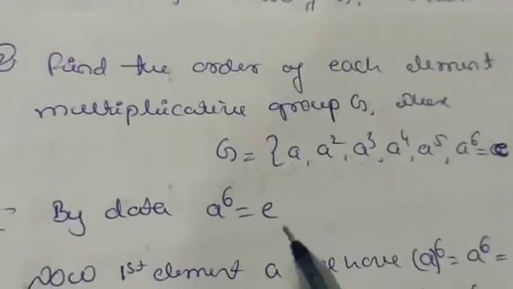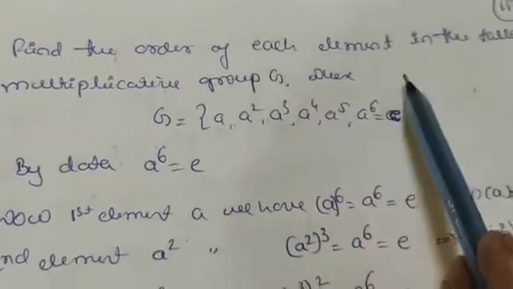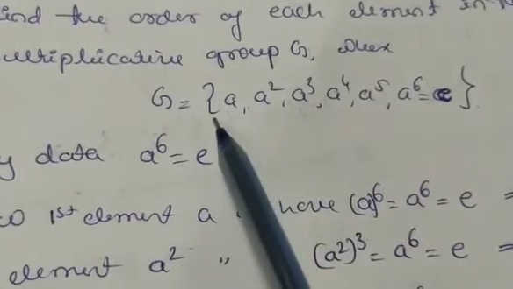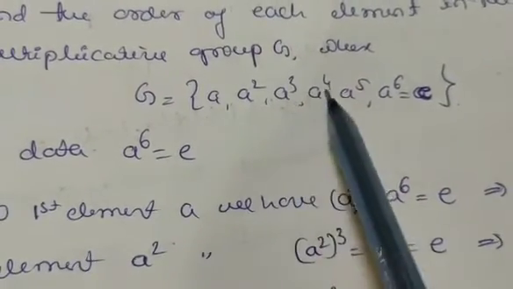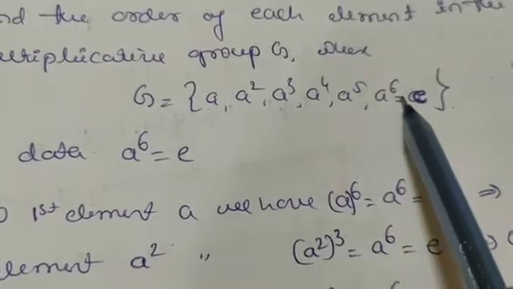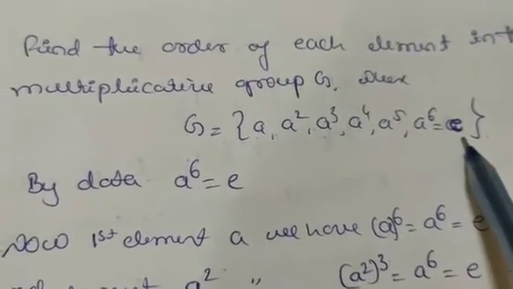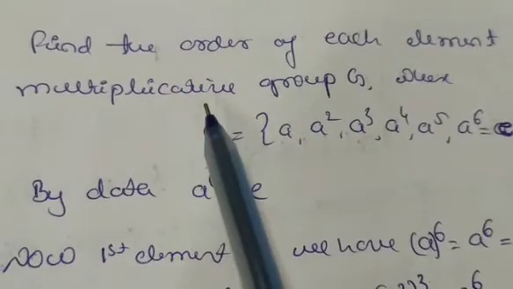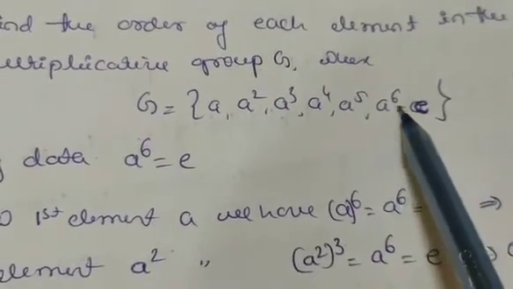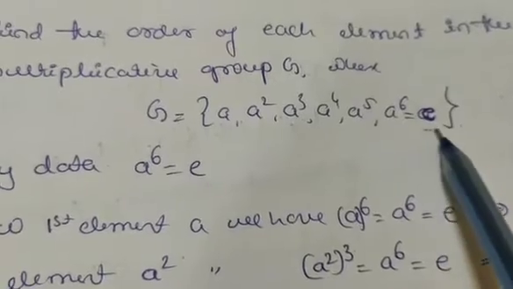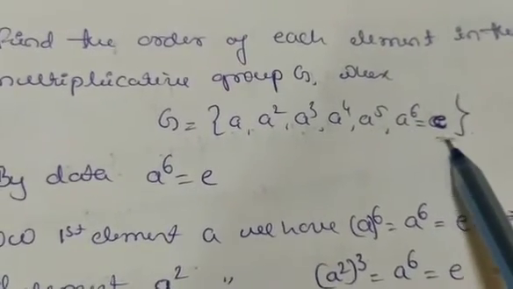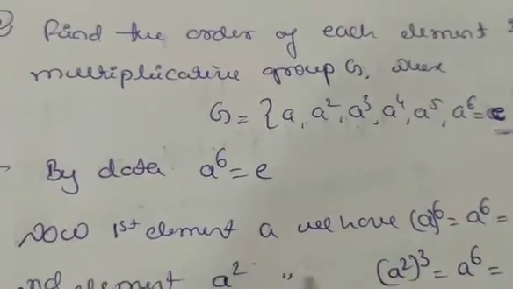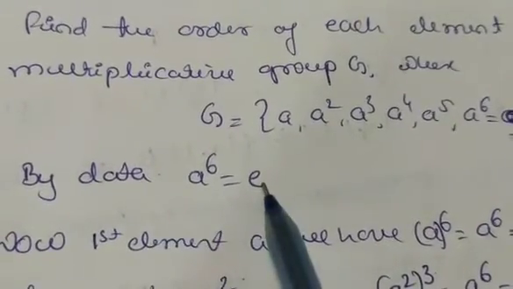Let us take one more example. Find the order of each element in the following multiplicative group G, where G equals {A, A squared, A cubed, A raised to 4, A raised to 5, A raised to 6 = E}. So take the solution. Here also it is a multiplicative group and it is given that A raised to 6 equals E. E means identity element. So here the identity element is A raised to 6, which equals E.